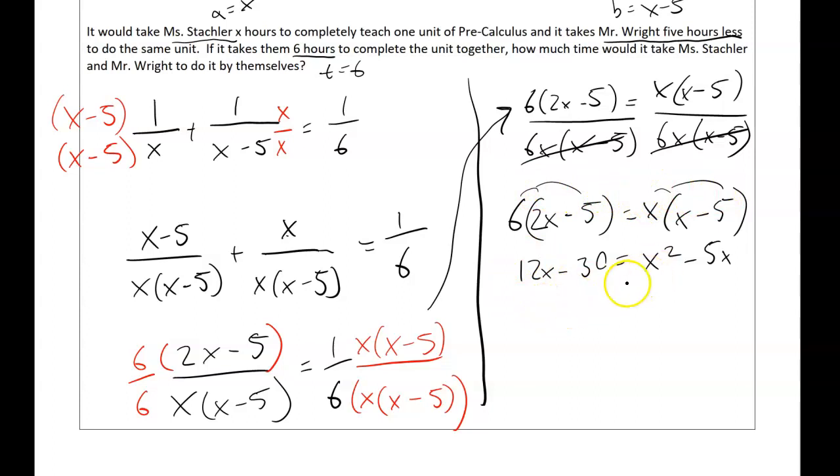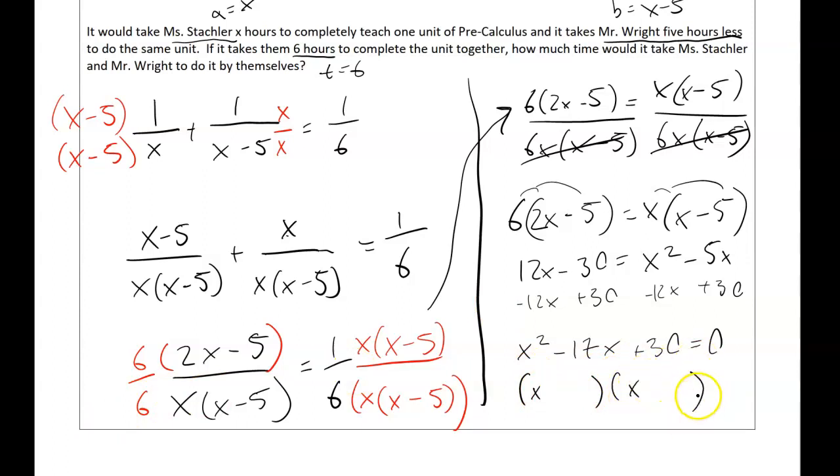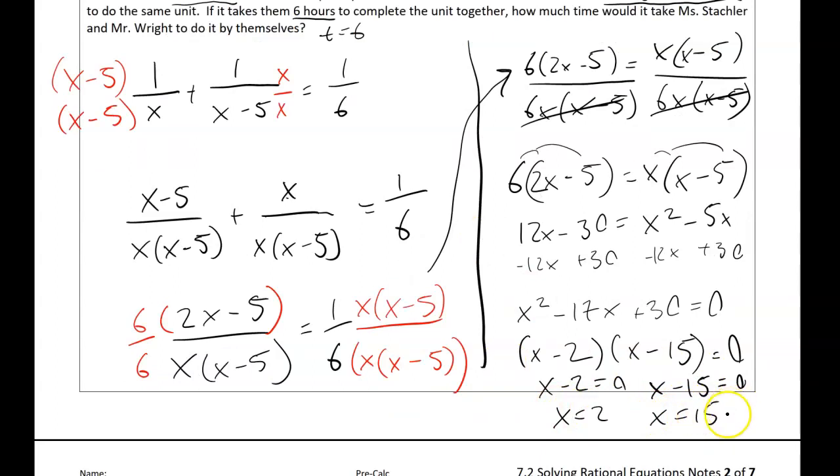And notice I have a quadratic equation. So what I want to do is get everything on the same side, get my equation equal to 0. So I get x squared, negative 5x minus 12x is negative 17x, and then plus 30 equals 0. And then I can solve by factoring in this case, although the quadratic formula would work too if you couldn't figure out the factorization. In this case, 2 times 15 makes our 30, and if we make them both negative, they add up to negative 17.